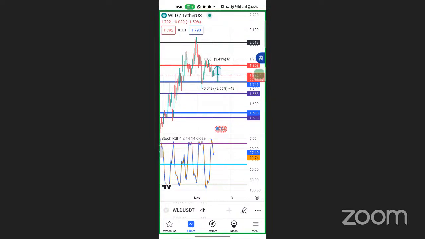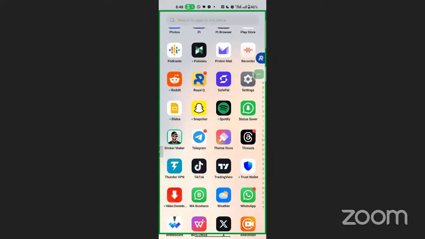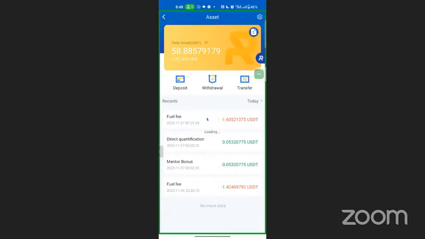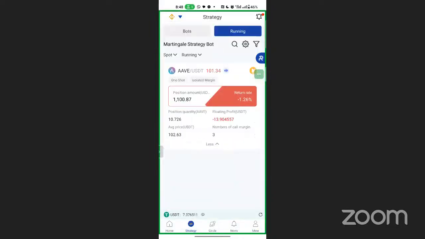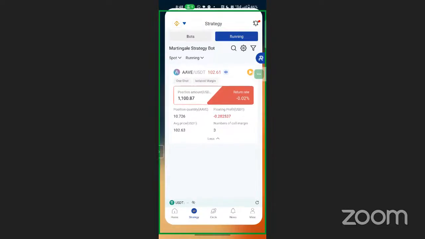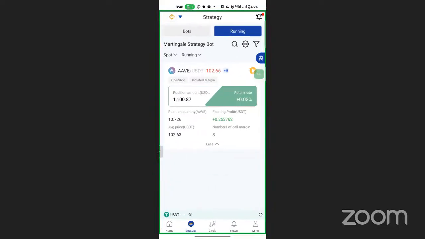I'm on a floating loss. Let me check. This is my wife's account. I'm trying to stay in here. She's trading with a floating loss of now $1,000. But guys, this is so sweet. This is Aave. My wife is trading Aave.